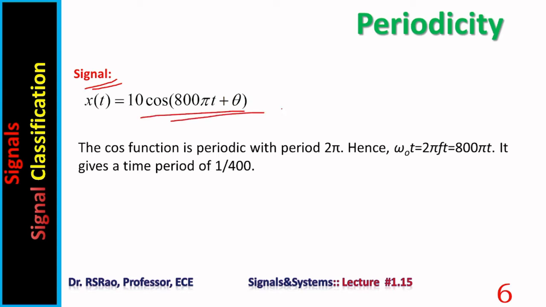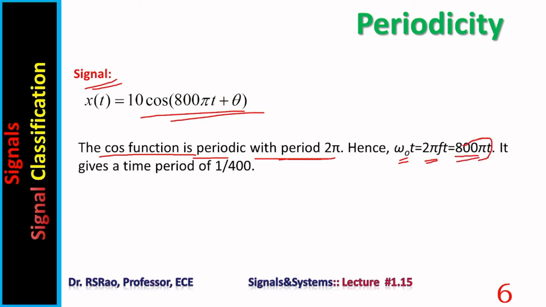We know cos and sine are all periodic. So the given signal is periodic. Solution: the cos function is periodic with the period 2 pi. It is from trigonometry. Hence, omega naught t is 2 pi f t, which is 800 pi t.